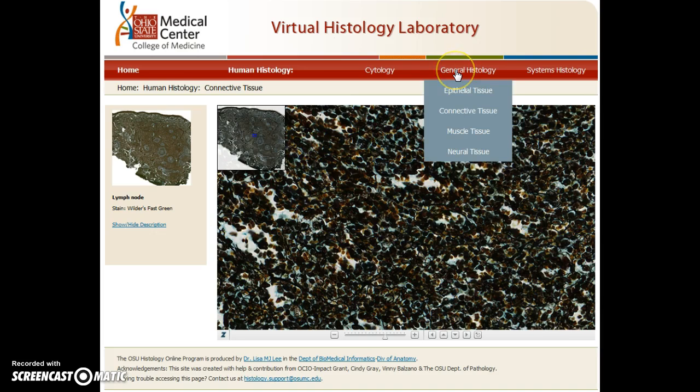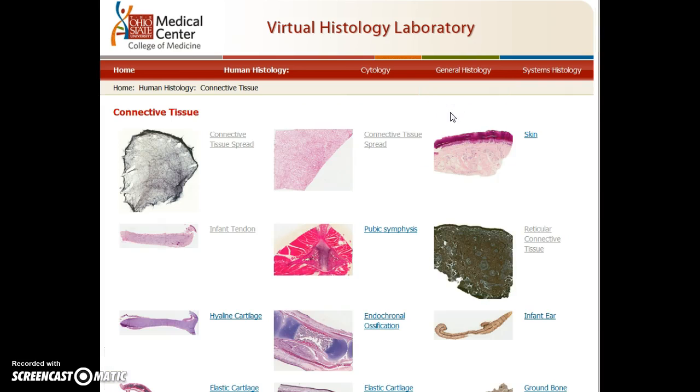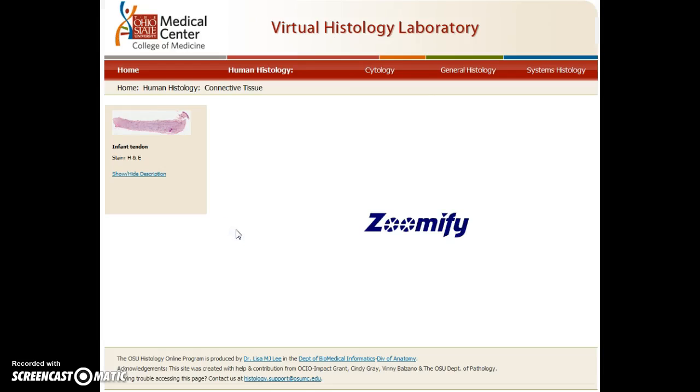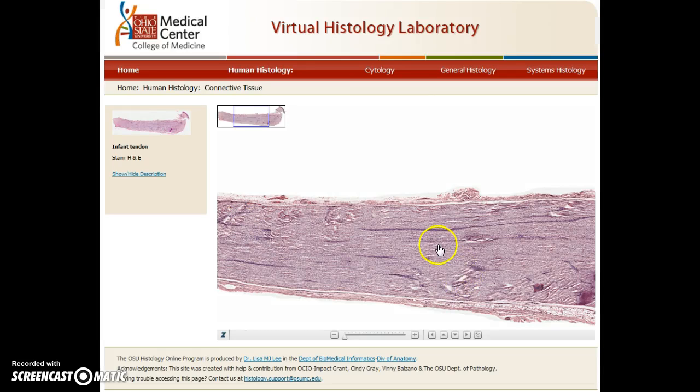Okay, now the next connective tissue is dense regular. I'm going to go back to the connective tissue section here. And dense regular is found in tendons and ligaments.